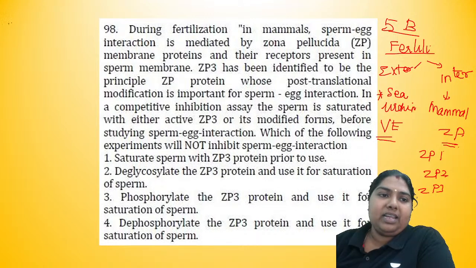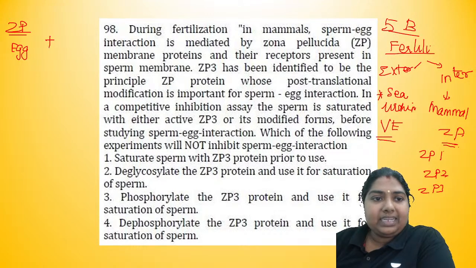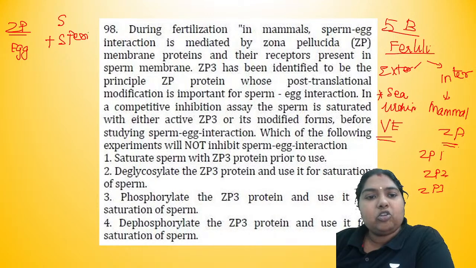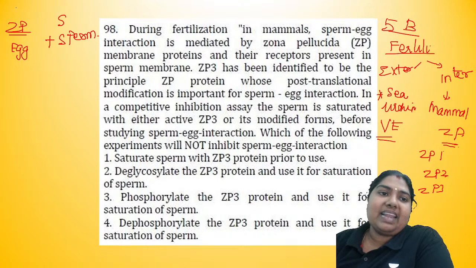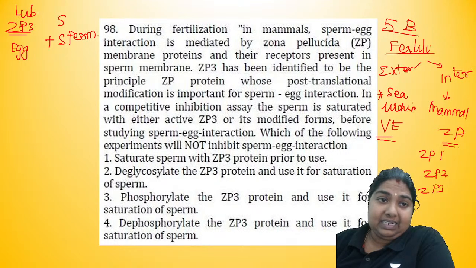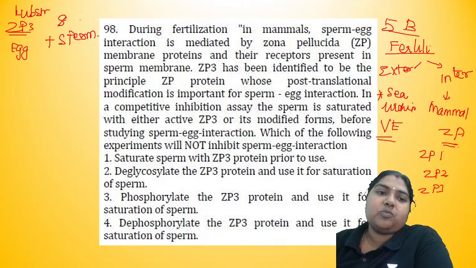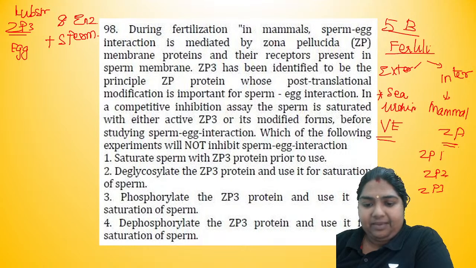The Zona Pellucida is present in the egg. It is going to interact with the sperm. In the sperm, what do they contain? This is like a substrate. Zona Pellucida ZP3 is going to act like a substrate. So the sperm is going to contain an enzyme.